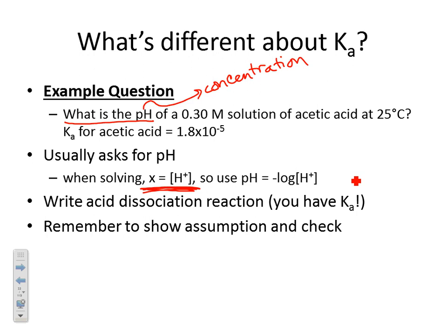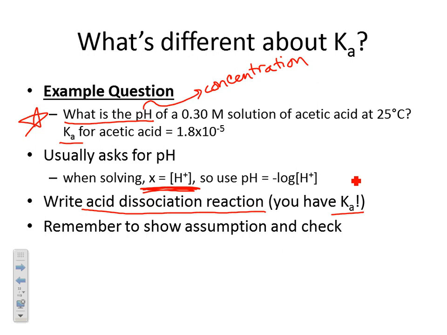Now, notice this problem up here does not give you a reaction, but it's a Ka problem, so you want to write the acid dissociation reaction. They gave you Ka, write the equation that goes along with that Ka value. That's how you know the reaction you're going to write. What K value did they give you? Write the reaction that coincides with that.